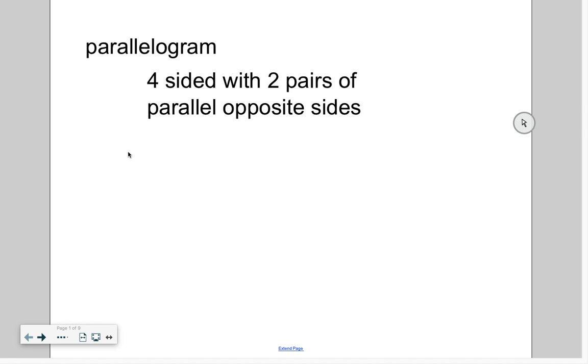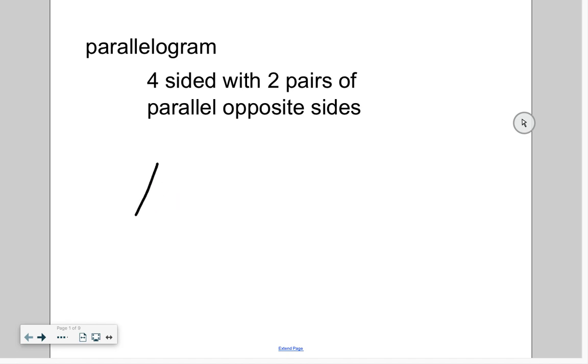We're going to start by reviewing a little bit of what we learned the other day. Now, the first thing that we talked about was the area of a parallelogram. And before we can go into that, y'all have to understand what a parallelogram is. A parallelogram is a four-sided figure, also called a quadrilateral, with two pairs of parallel opposite sides.